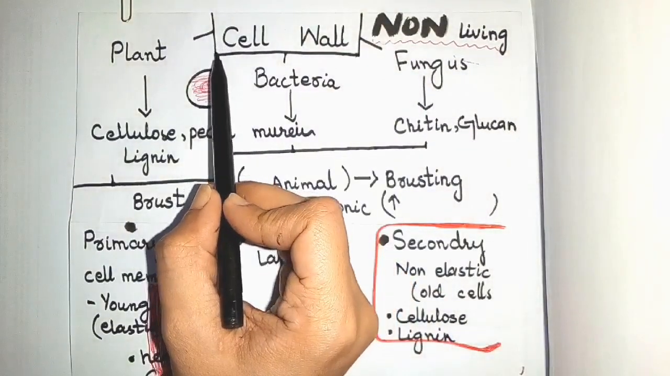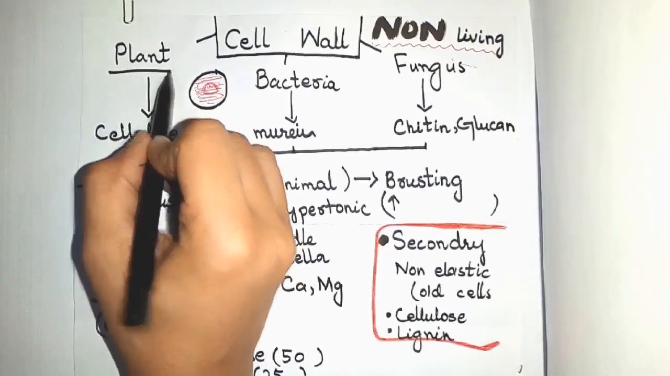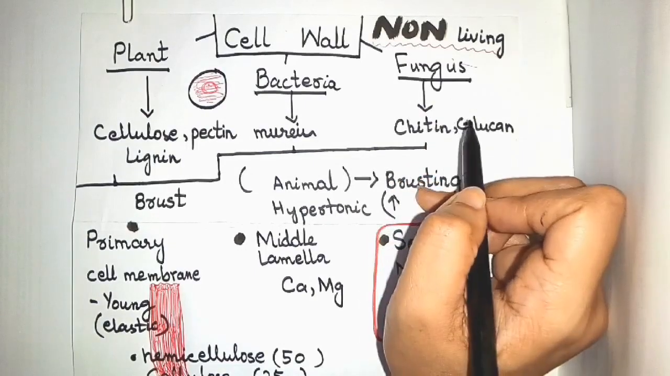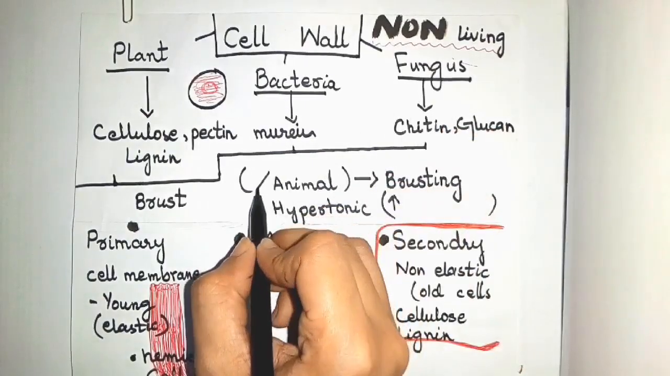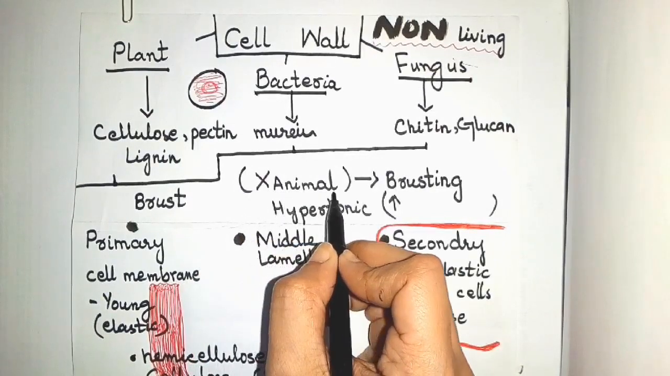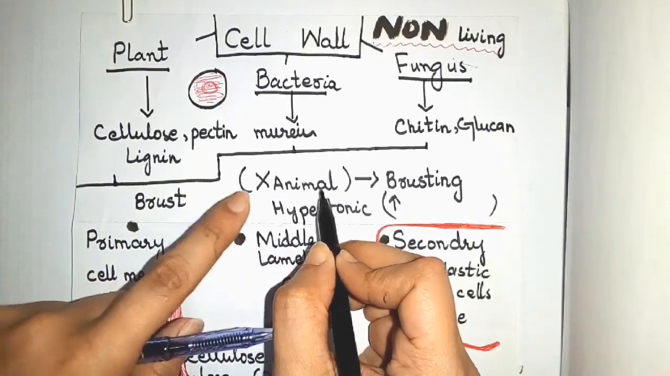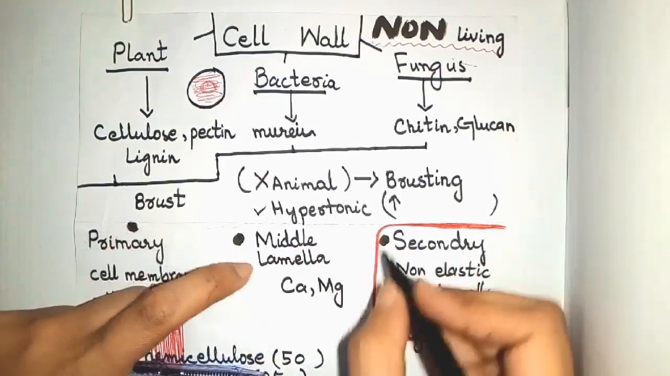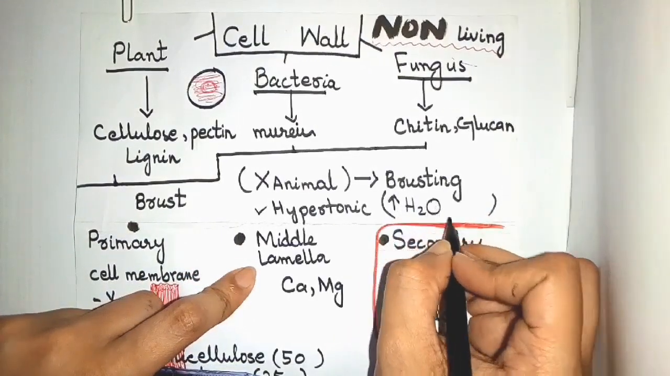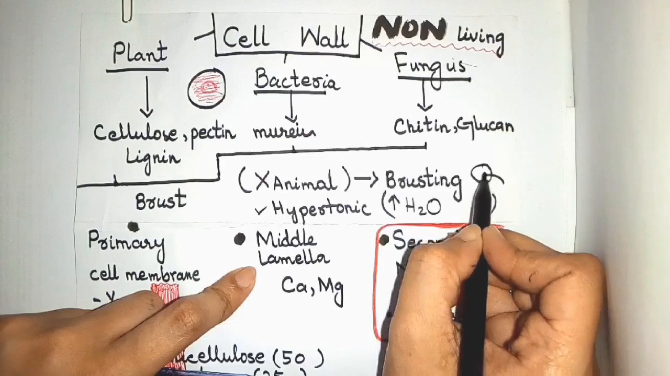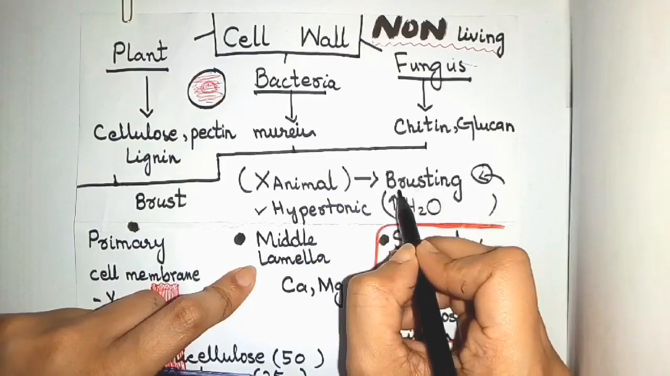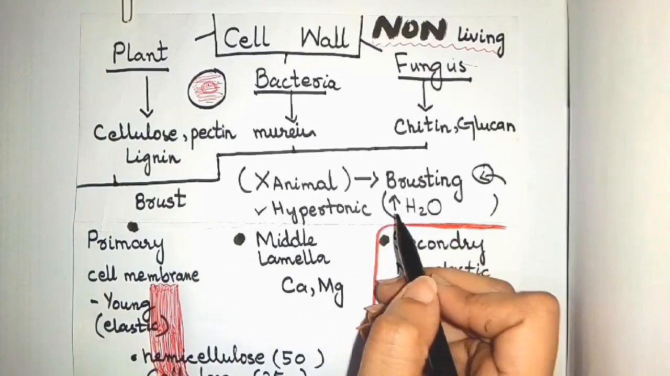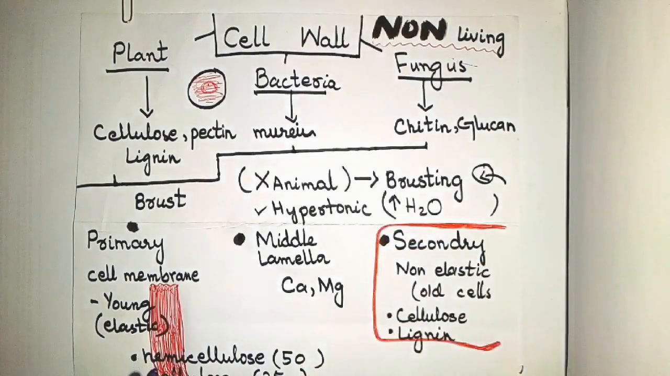Cell wall is a major part of the plant cell and fungal cell. It is extremely important to know that it is not present in animal cells. When an animal cell is placed in a hypotonic solution, which has more water potential, water will move inside the cell, and bursting will take place.